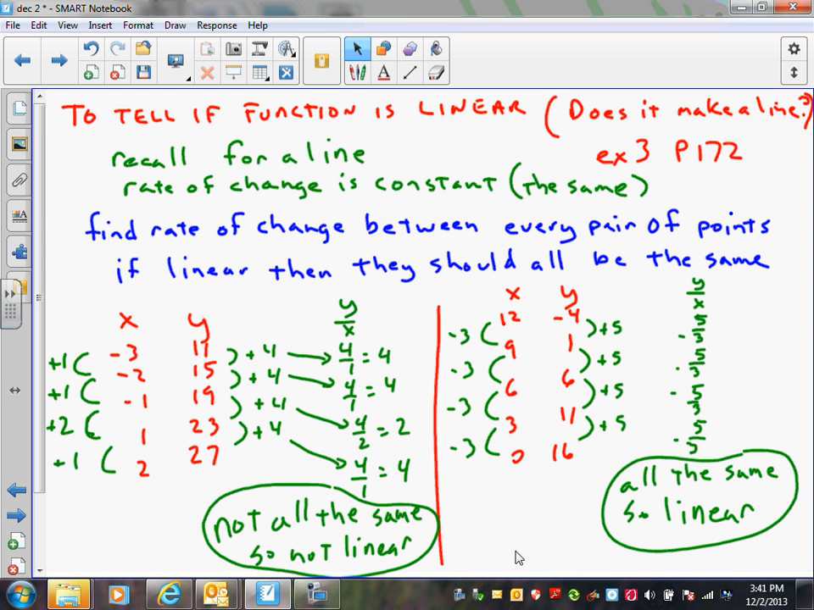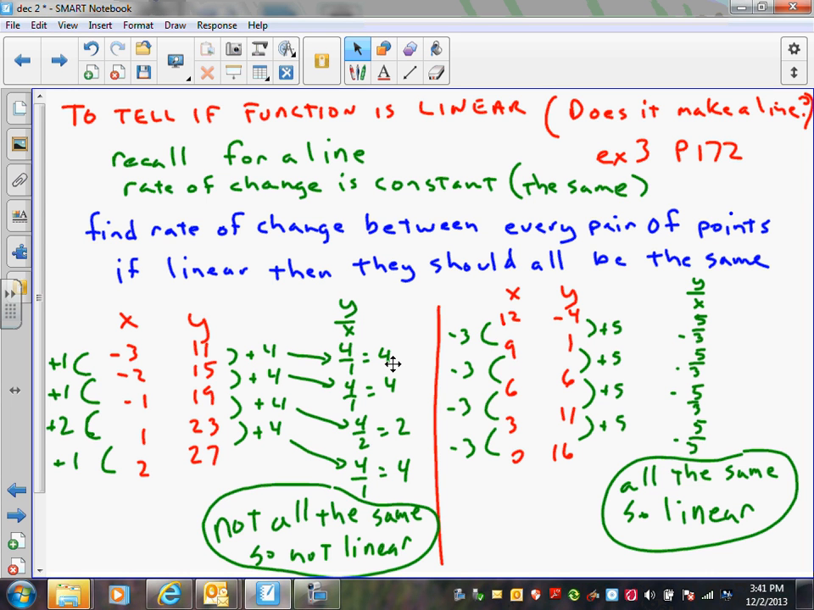And I did two examples, one which is not linear and one which is linear. So I have a table, x and y. I've got -3 and 11, -2 and 15, -1 and 19, 1 and 23, and 2 and 27. So you may be wondering why I have these numbers out here and these numbers out here. Well, remember we had the change in the y's, so from 11 to 15 it changes by 4, over the change in the x's, so from -3 to -2 it goes up by 1. So I put the y over the x, the 4 over the 1 is 4.